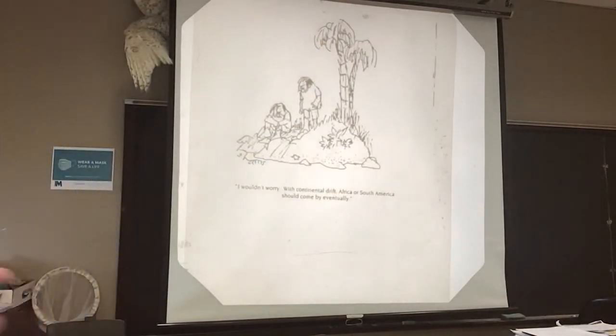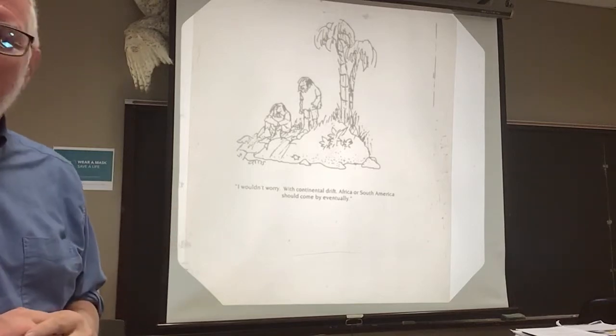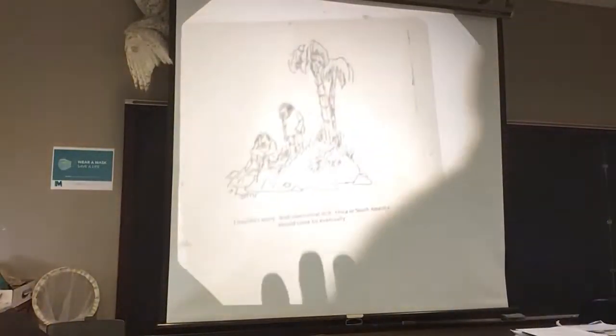Two guys on a little bitty island. One of them says, I wouldn't worry. With continental drift, Africa or South America should come by eventually. That will make sense before we're done with the chapter, or at least you'll know what the connection is.